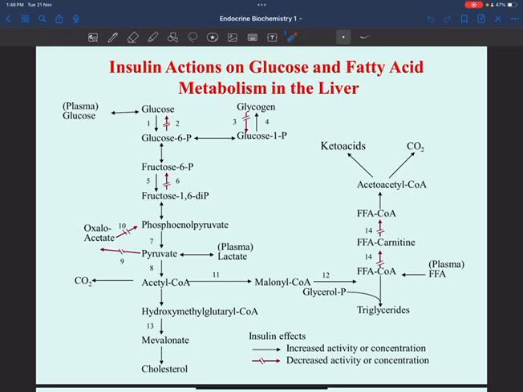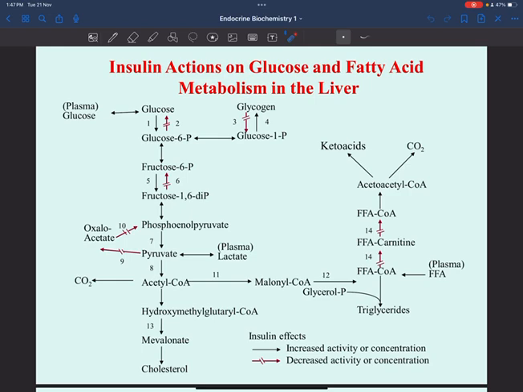So if you have high insulin concentration, it means that you have a good amount of nutrients. One of them is glucose and the other is lipids. In this case, you are not going to break down the lipids in the presence of insulin. So the pathways activated by the action of the insulin hormone will be like the following.